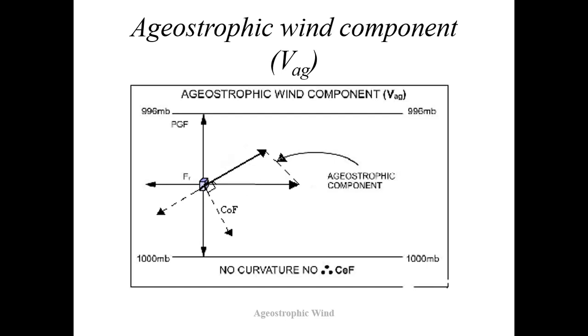Okay, so you see the PGF is directed from higher to lower pressure because we have 1,000 millibars in the very bottom with that solid line. We have 996 millibars on top. All right, as the wind's blowing and we're at the surface, it's going to be disturbed. That wind flow is going to be disturbed by the force of friction, because what friction does is it acts opposite to the wind flow.